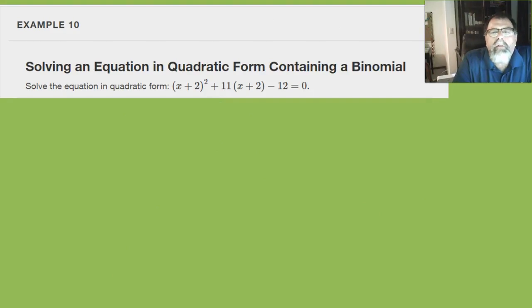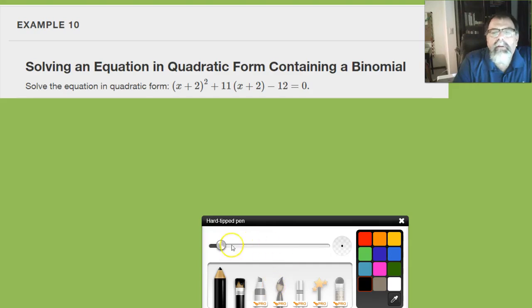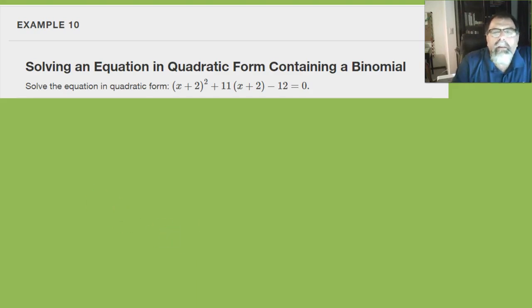Solving an equation in quadratic form containing a binomial. Solve the quadratic equation in quadratic form: x plus 2 squared plus 11 times quantity x plus 2 minus 12 equals 0. A lot of students will say, let's simplify this, so square this out, distribute the 11, and you'll end up with a quadratic equation and get the right answer, but you're going to work a little too hard here.